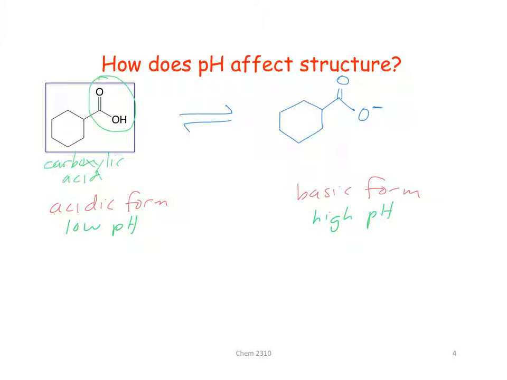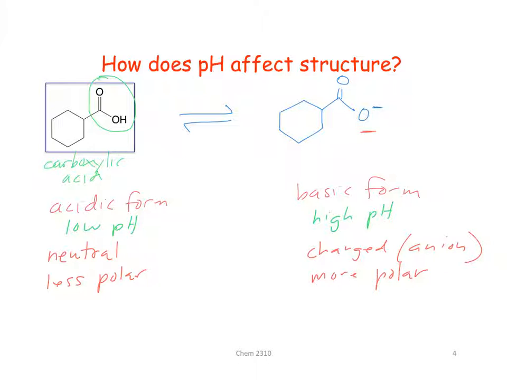So let's compare these two structures. Okay, notice the one on the left is neutral. Okay, there's no charge at all. Whereas the one on the right has this minus charge, right? Okay, we could also call this an anion, right? So it's an ionic species. If we consider their levels of polarity, we would say that the structure that has the charge on it would be more polar. So this is going to be more polar. This is less polar, or more non-polar.